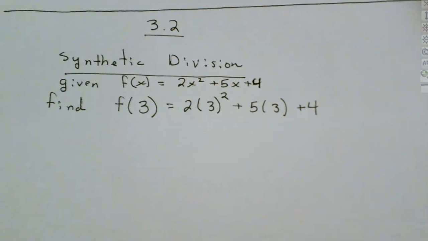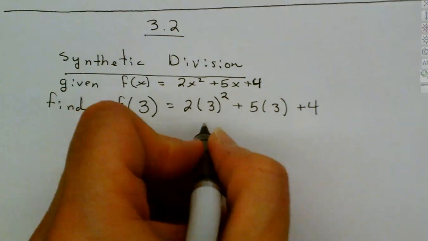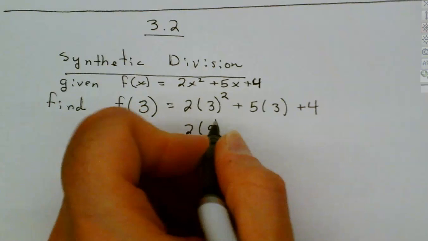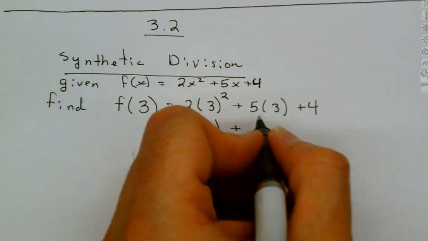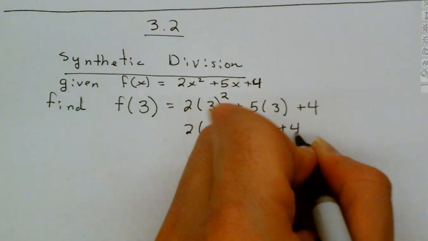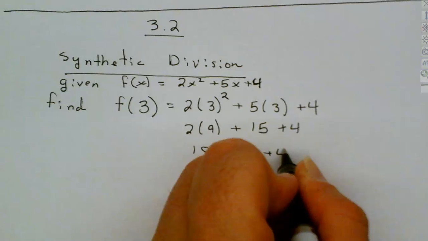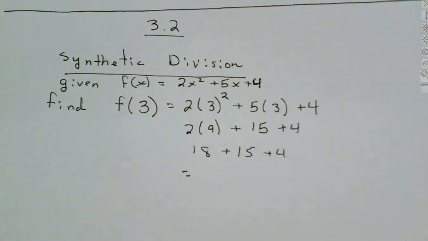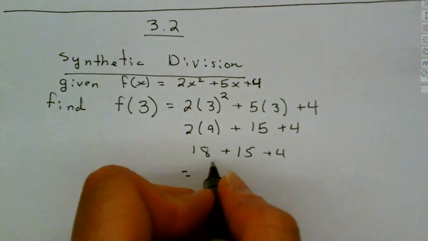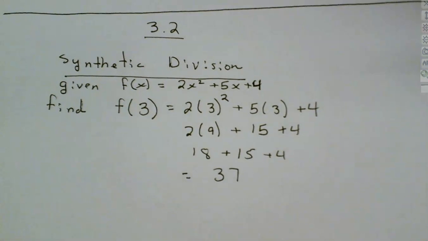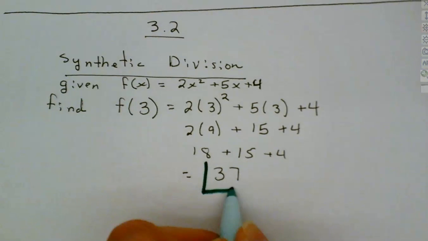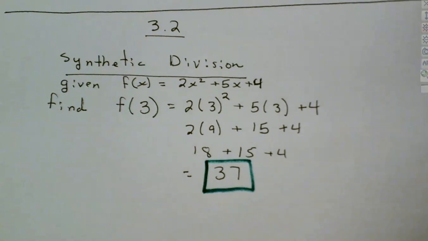Okay, so we plug that 3 in, and then we have to square it, so 3 squared is a 9. 5 times 3 is a 15. 2 times 9 is 18, right? We have to add them all together. And then when we add them all together, we get our 18 plus 15, right? Plus 4, and that comes out to be 37. Now that was quite a bit of work. I mean, it wasn't too bad, but we could do that, right?